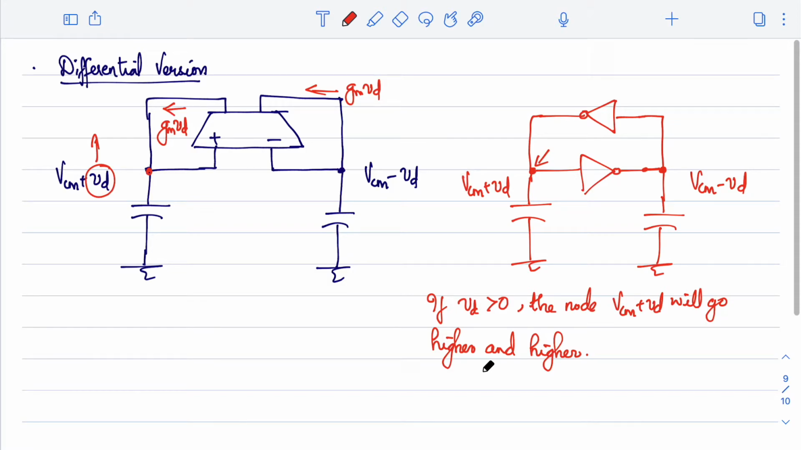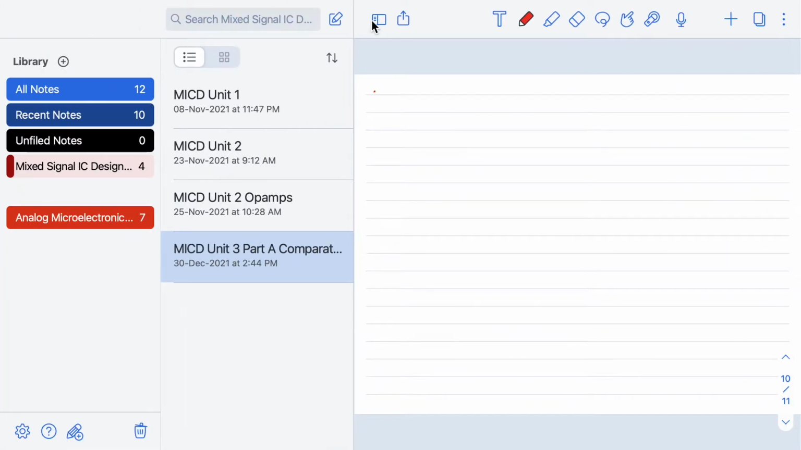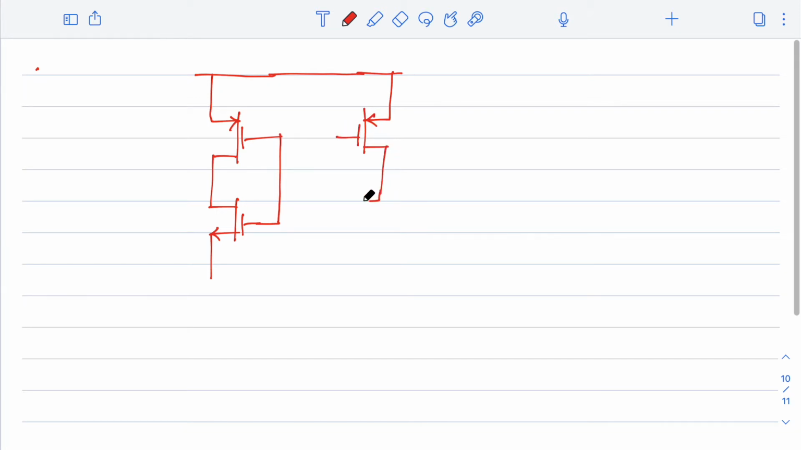All right. Okay. Let us look at the circuit part, which will be a little easier for you to connect. So what I can do is this back-to-back inverter. I have two inverters connected back to back. This is one inverter. This is another one.